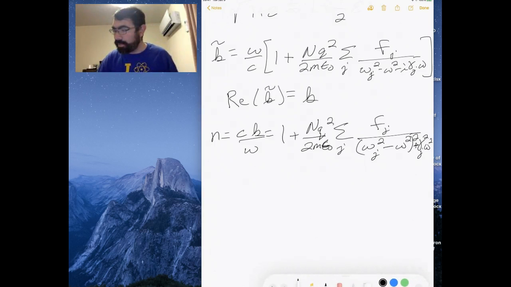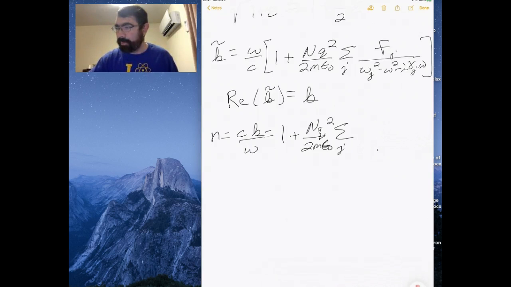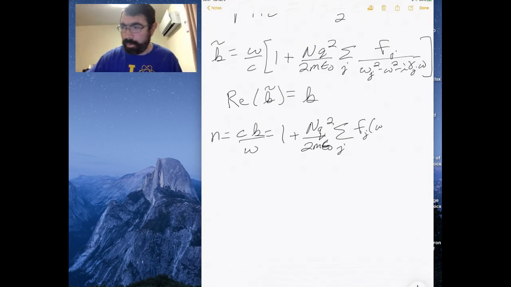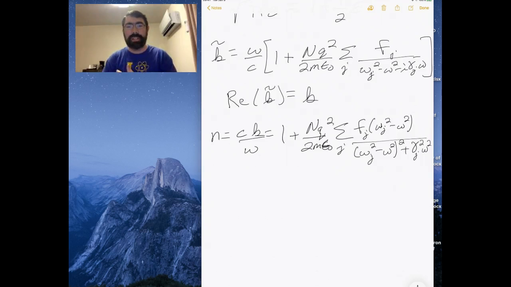Okay, let me start this again, because I'm running out of room. So basically I have to take the amplitude of it. I'm sorry, I have to get the real part, I have to take the norm. And so what I get is f j times omega j squared minus omega squared, divided by omega j squared minus omega squared quantity squared plus gamma j squared omega squared. Okay, so I'm getting the real part of it. Basically, I have to use the Pythagorean theorem on that.